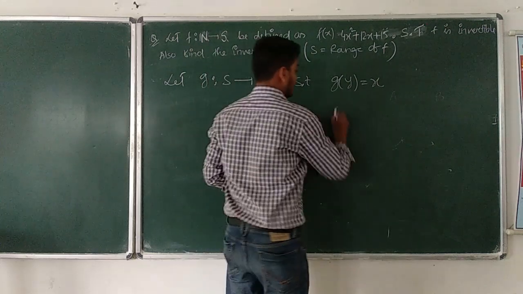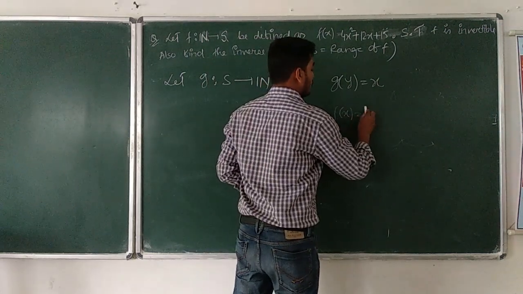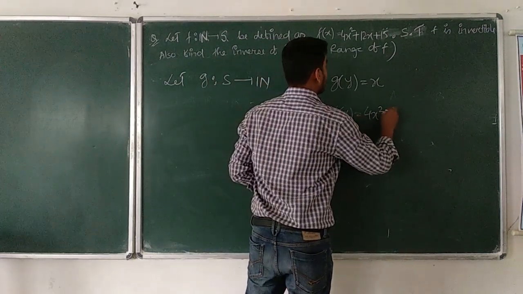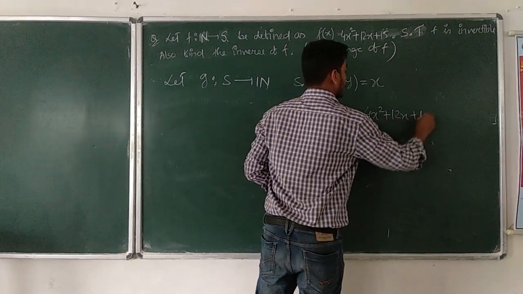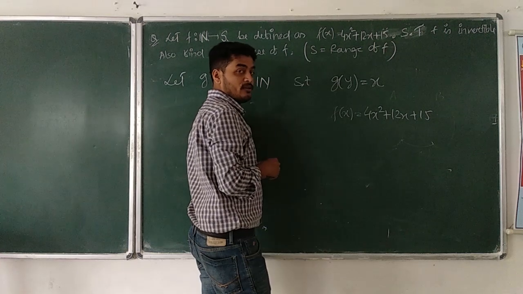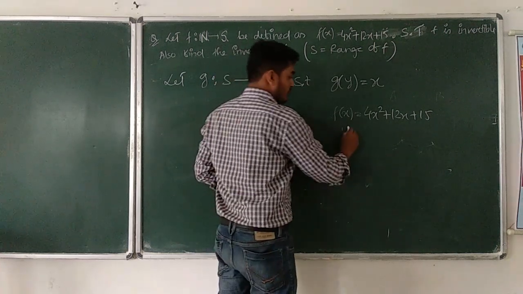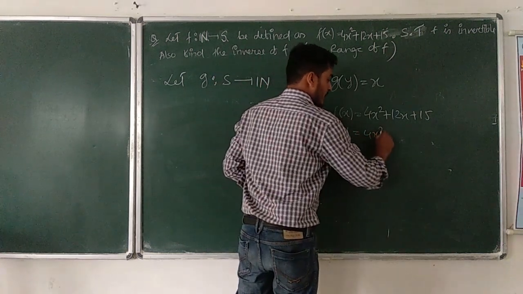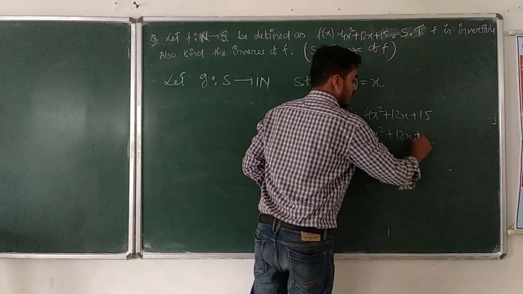What is f of x? f of x is equal to 4x squared plus 12x plus 15. Am I correct? This one is given to you. Now we are going to simplify in such a way that you will get the value of x. So f of x equal to y, it is known to you, 4x squared plus 12x plus 15. Am I correct?